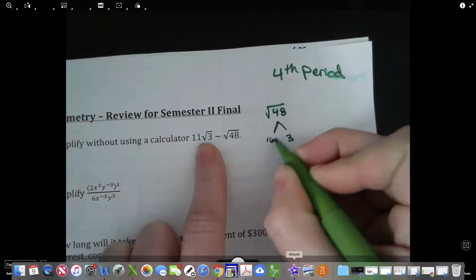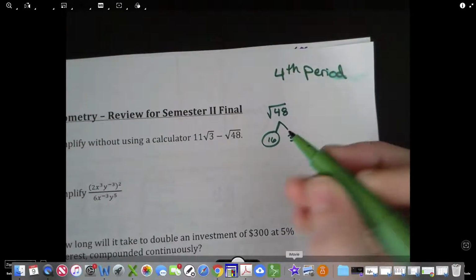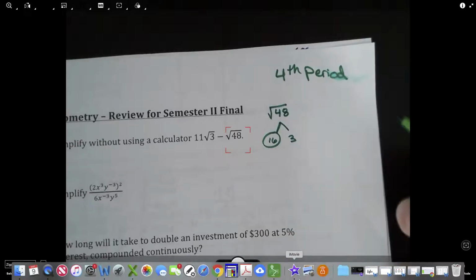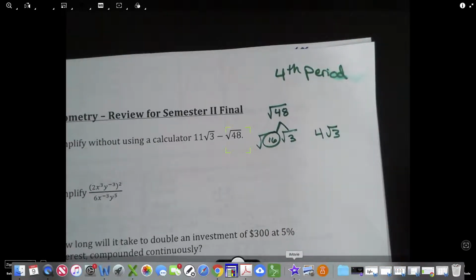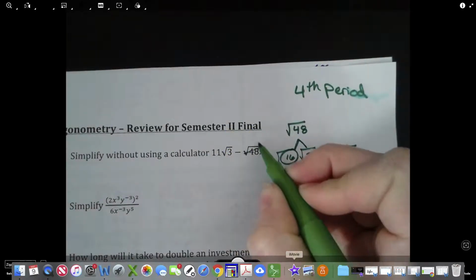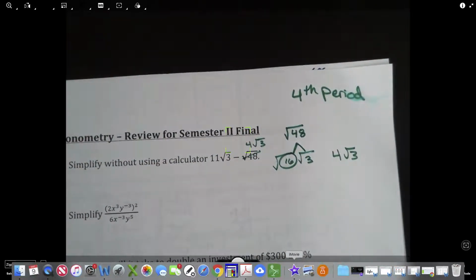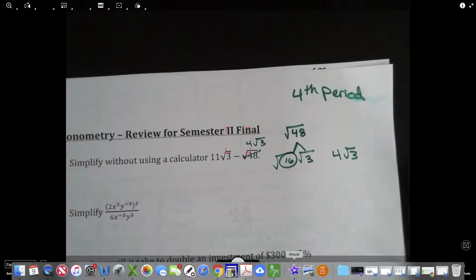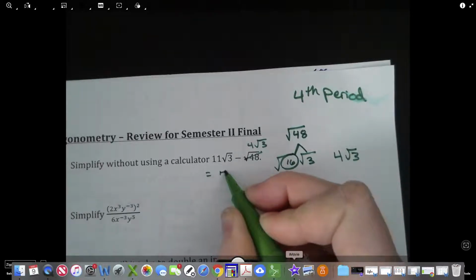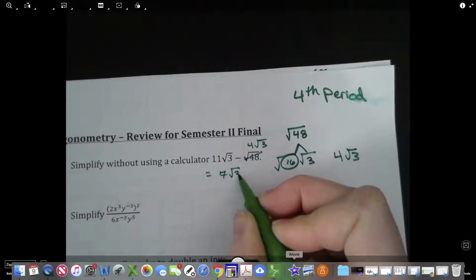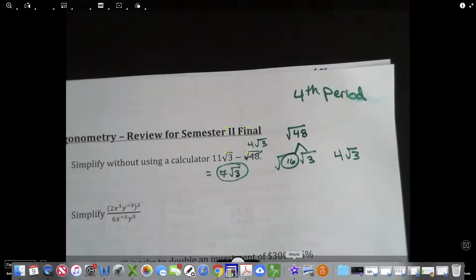So I'm using my clues to figure out what that is. 16 and 3. If I take the square root of both, that will be 4 square roots of 3. So this is 4 square roots of 3, and then I'm just subtracting. 11 square roots of 3 minus 4 square roots of 3 is something. 7. Does the square root of 3 stay as the square root of 3? Yep. There you go. 7 square roots of 3. That's it. Okay. All right.